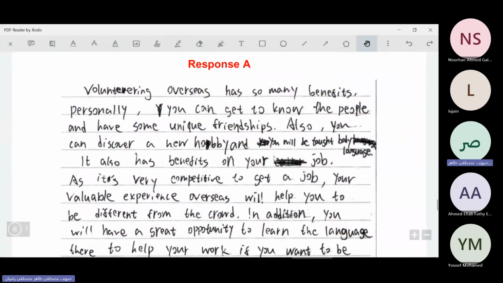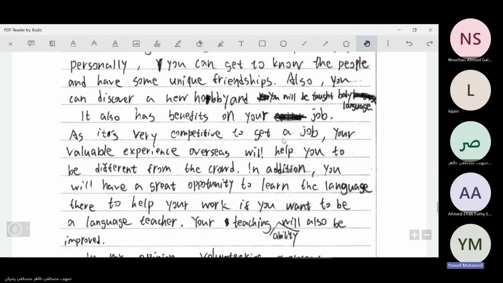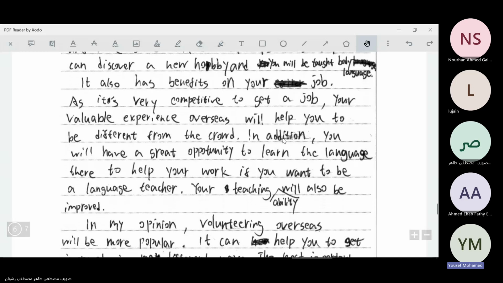Let's read together. This is response A. Read, Yusuf. And while we are reading, let's decide what we think about this response. Volunteering overseas has so many benefits. Personally, you can get to know the people and have some unique friendships. Also, you can discover a new hobby and you will be taught the body language. It also has benefits on your job as it's very competitive to get a job. Your valuable experience overseas will help you to be different from the crowd. In addition, you will have a great opportunity to learn the language there to help your work.